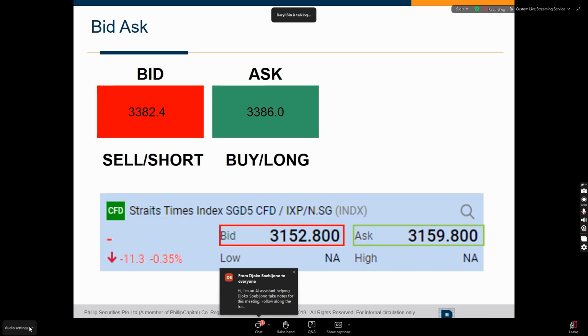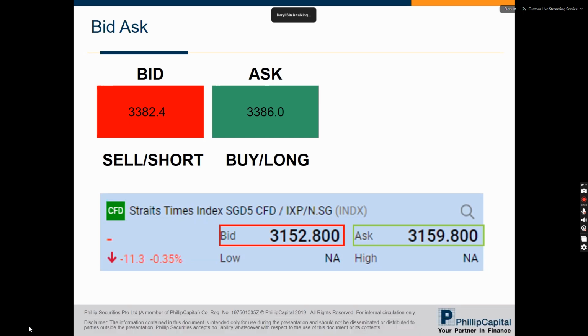the bid price. So if you have used our platform before, you probably recognize this. You have seen the bid ask pricing, shown in the bottom right on this slide. To buy, we look at the ask price, which is the green box. To sell, we look at the bid price, which is the red box.